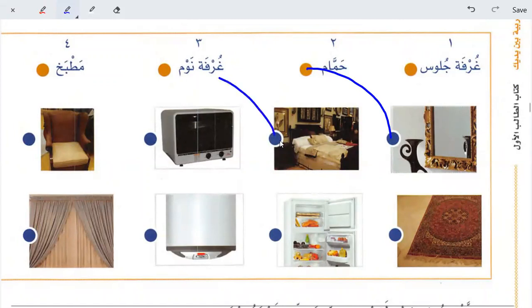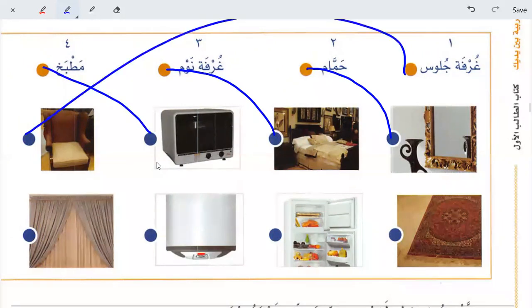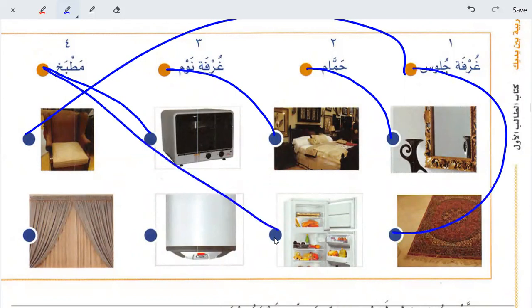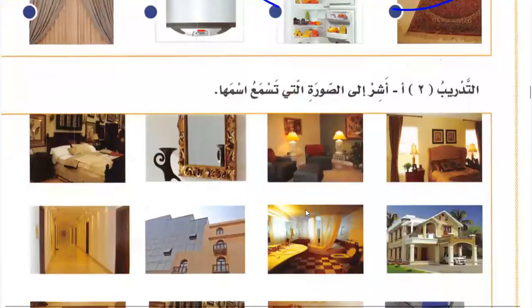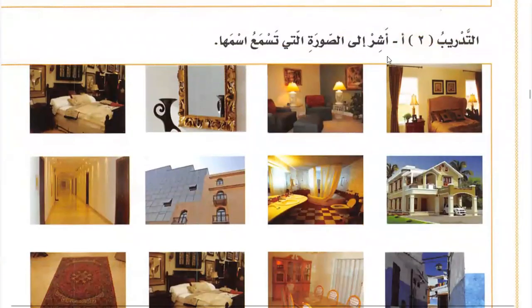Where do you find bed? Ghurfatun nawm. Correct. Where do you find oven? Matbakh. Where do you find sofa? Arika, ghurfatul julus. Where do you find the rug? Ghurfatul julus. Where do you find the ghurfatul julus? Matbakh. In this way, join them. Then he's asking you to point to the picture which you hear.